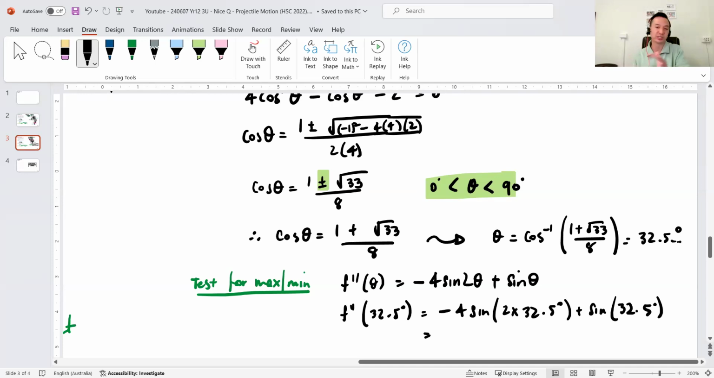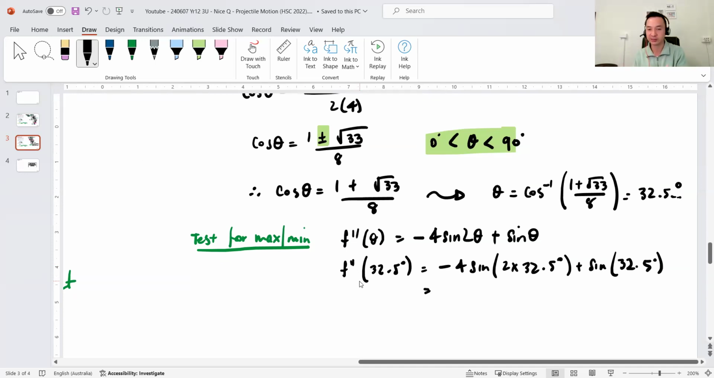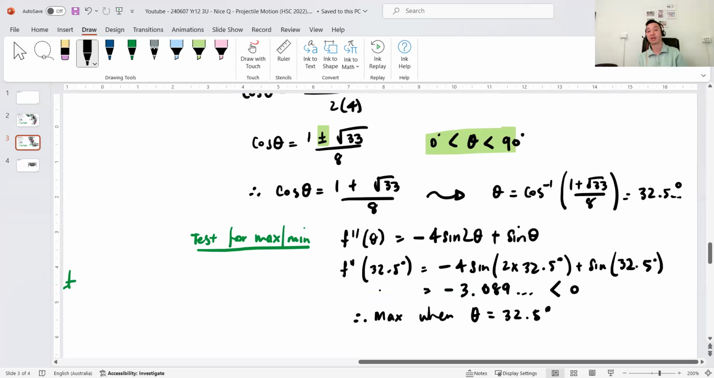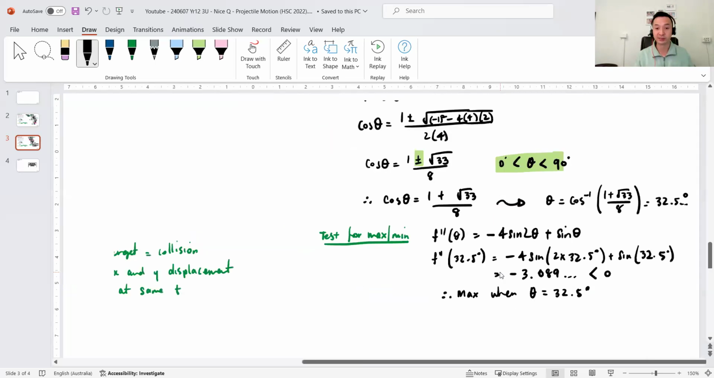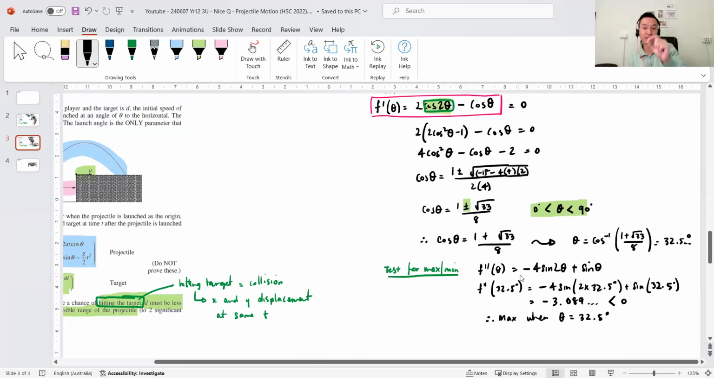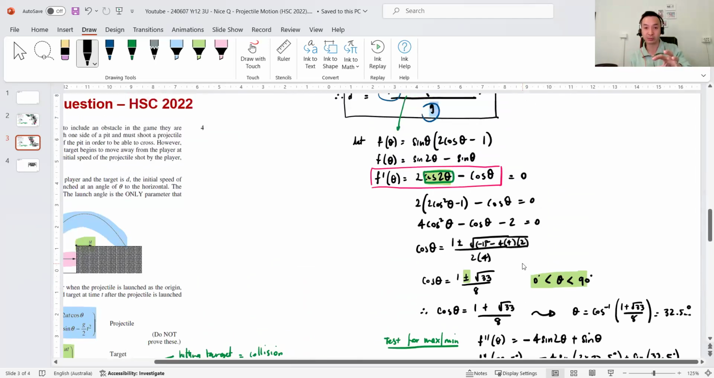I'm just leaving it. Normally I'll go to radians, but for this one, because everything is in theta, sine theta and so on, you can leave it. You actually get negative 3.089, blah, blah, blah. To be honest, don't care about the magnitude, just care about the sign. Because it's negative, less than 0, the second derivative is less than 0, sad face, maximum. Max when theta equals 32.5 degrees. That's good. So basically, guys, when theta equals 32.5 degrees, I'm going to get a maximum.